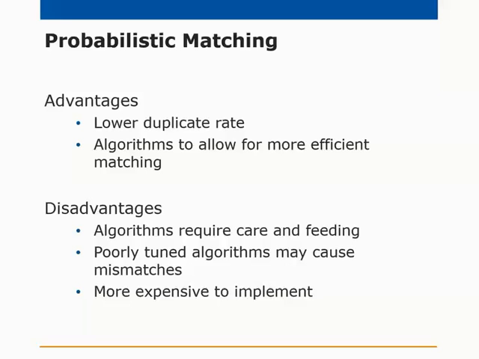With probabilistic, you do have a lower duplicate rate, and algorithms allow you to more efficiently match those. The disadvantage is really the time and effort it takes to do the care and feeding and keep up with those algorithms as you add new sources, things like that. So really knowing that there is an investment in that, but as most of us know, one incorrect match that results in a patient care, it impacts an outcome negatively. It could be way more expensive than the staff person it would take to provide the care and feeding.